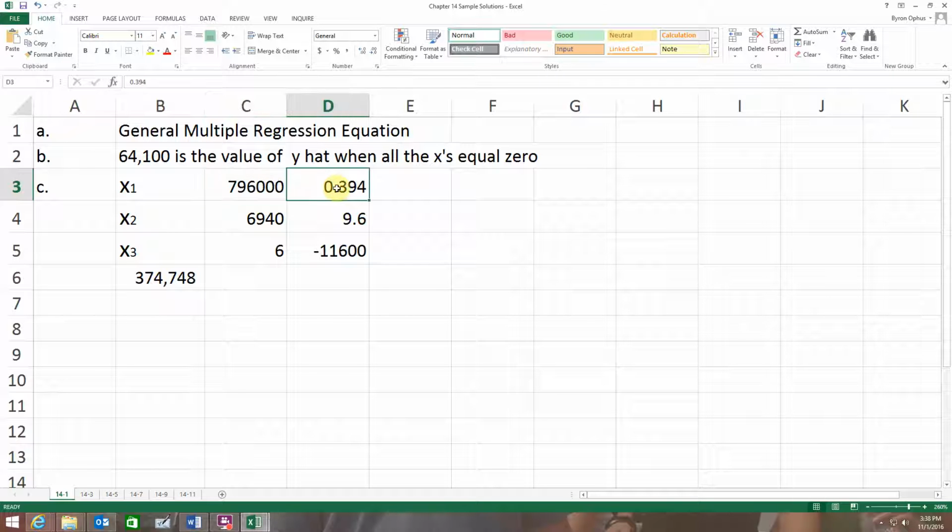My factor, my x1, is 0.394. Okay, my x2 is 9.6, and I take that then times the 6,940, and my x3 is a minus 11,600, and I take that times the 6%.